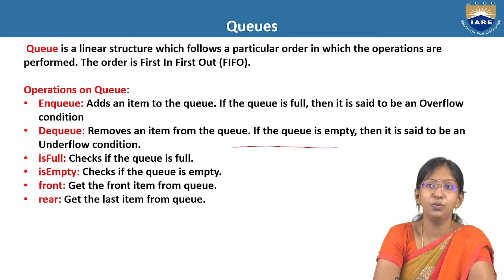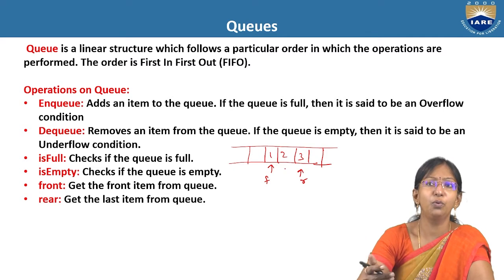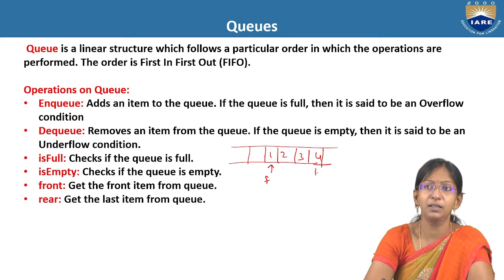Say if your queue is something like this, which has elements 1, 2, 3. That means your front is pointing to 1 and your rear is pointing to 3. If you want to insert an element, insert at the rear end. So if I want to insert 4, I insert at the rear end. If I want to remove an element, that is dequeue, I just increment the front. Now my front is pointing to 2.